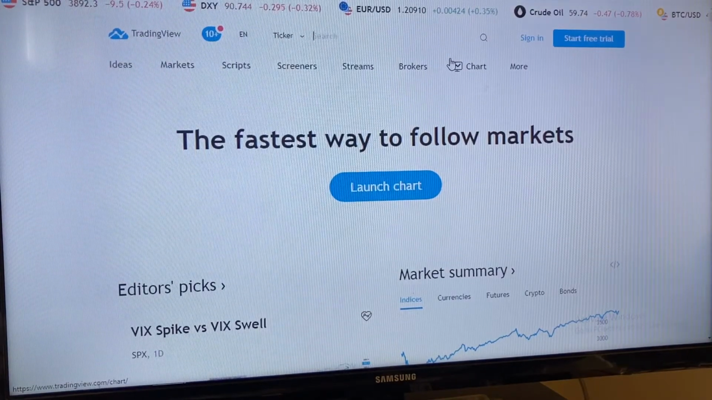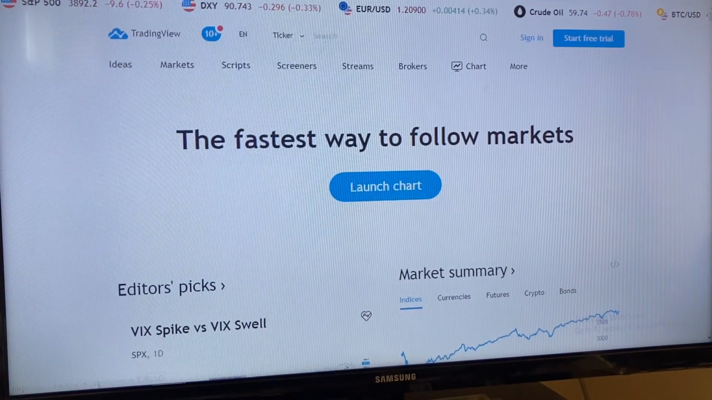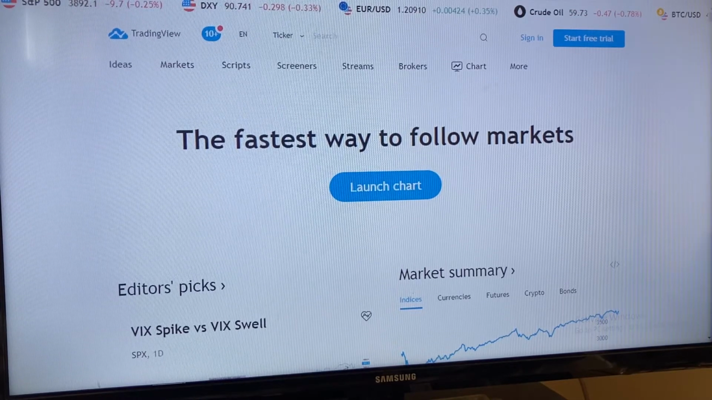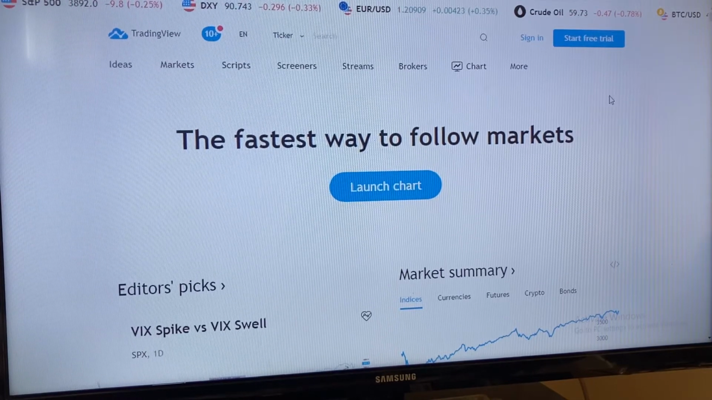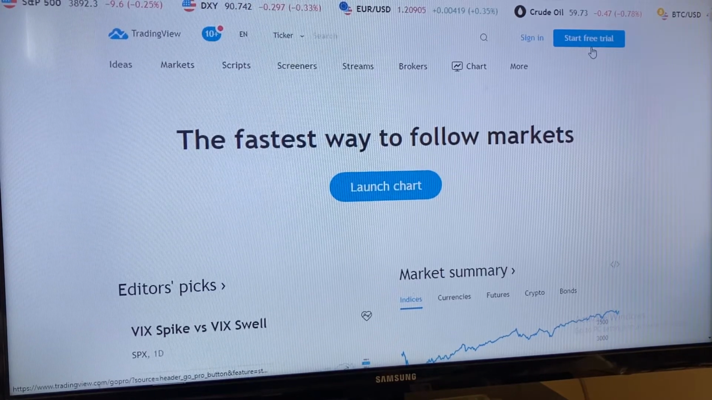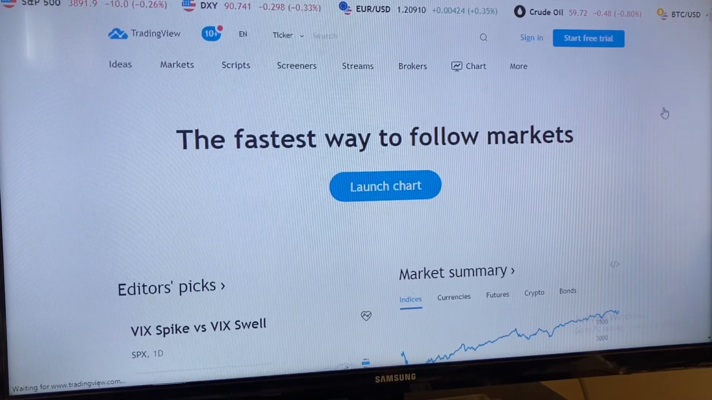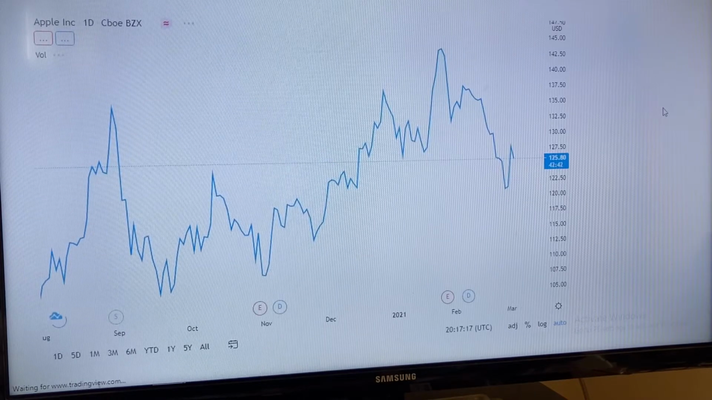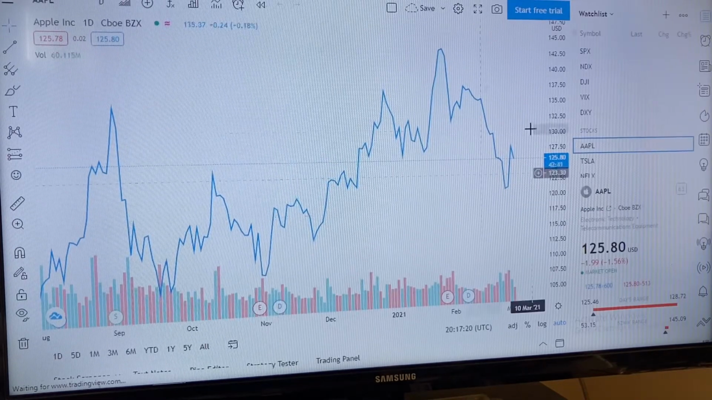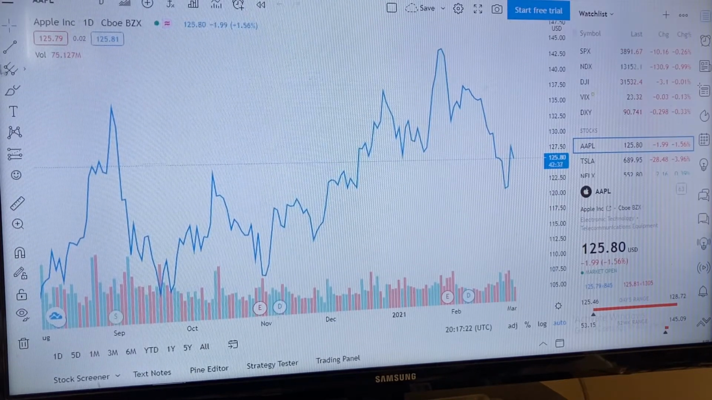So this is where most of the metrics come from. Most of the exchanges use TradingView. Now you can go to TradingView directly, and they have a free trial, but after that, you of course have to pay for it. So you just go to tradingview.com, you click on chart, and there's a chart. The first thing that comes up on this one is Apple.